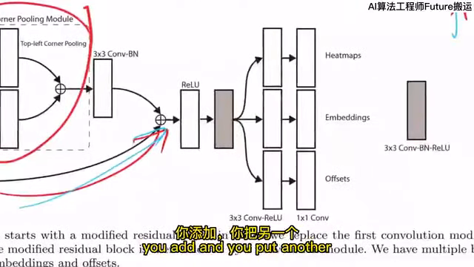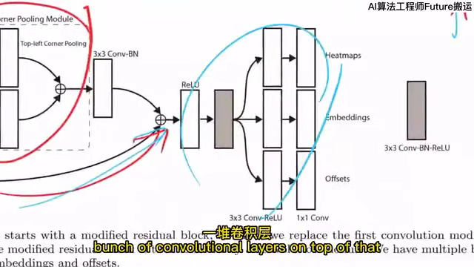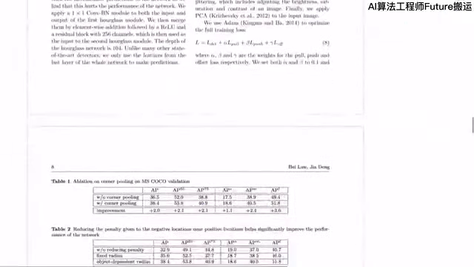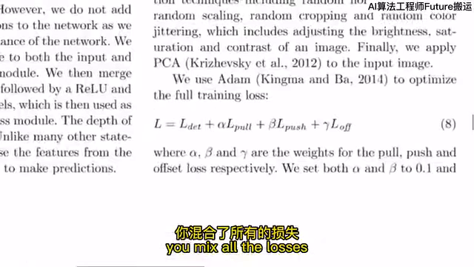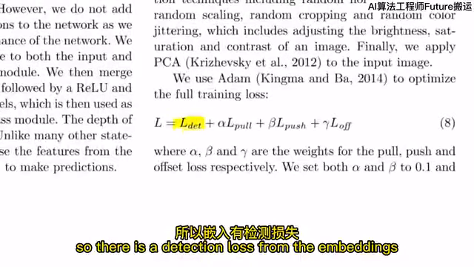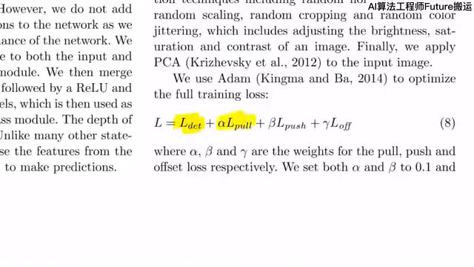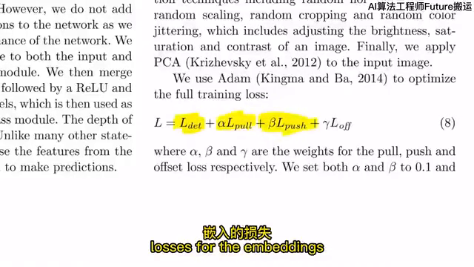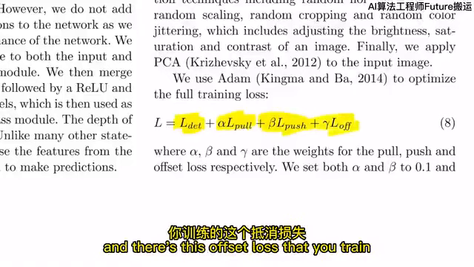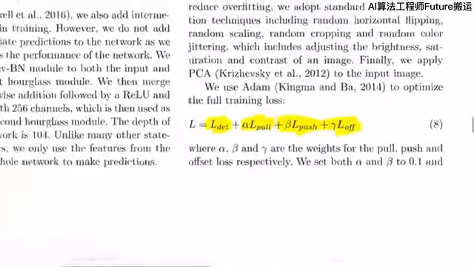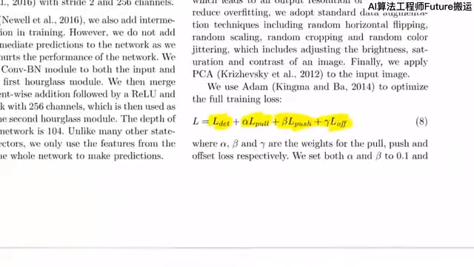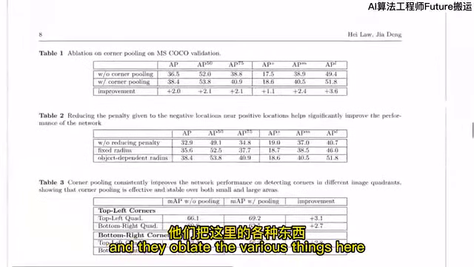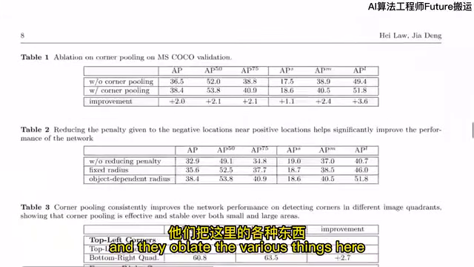So you have that, you add and you put another bunch of convolutional layers on top of that, and then you'll get your predictions. And that's it. You mix all the losses. So there is a detection loss from the embeddings. There's the loss from the heat maps. There is the pull and the push losses for the embeddings. And there's this offset loss that you train to compensate for the downsampling errors. And that's it.